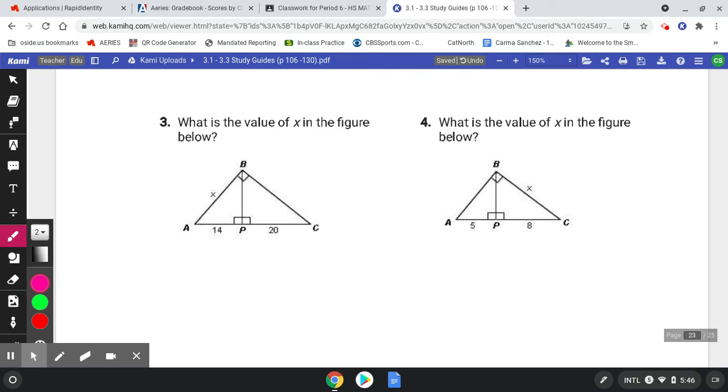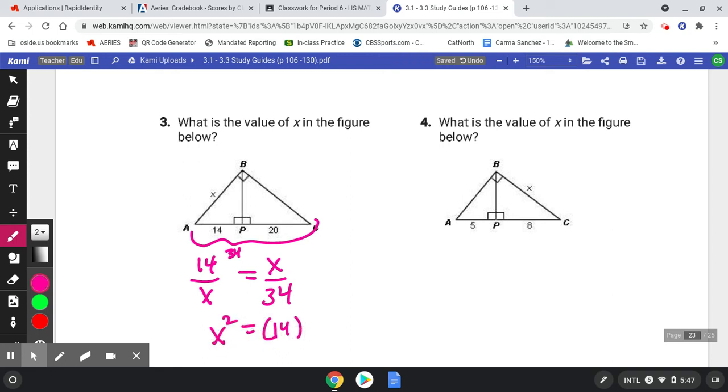Okay, let's go try 3 and 4. Same thing, using proportions to set this up. And again, if you pause this and try it on your own, you could use a totally different proportion than I use, and it still will work out to the same answer. So what if I do 14 is to x as x is to 34? Now this time, where the heck did I get a 34? Does everybody see that I can add 14 plus 20 gives me 34? So I can use the big side if I want. Cross multiply, I'm going to get x squared equals 14 times 34.